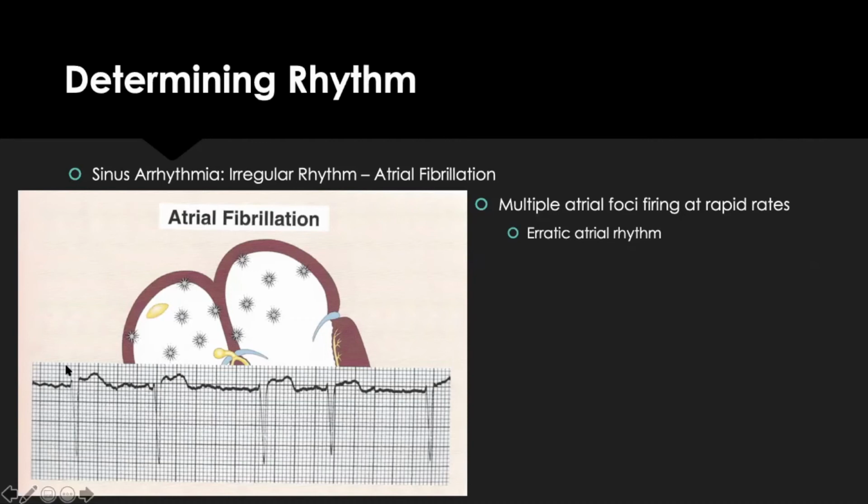The P waves are no longer clear, and there are a bunch of waves happening around these QRS waves. So they're causing an erratic atrial rhythm.